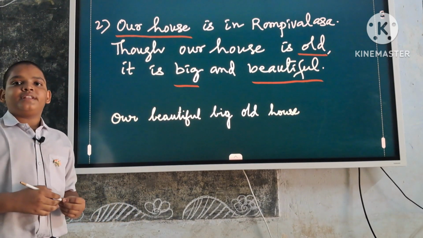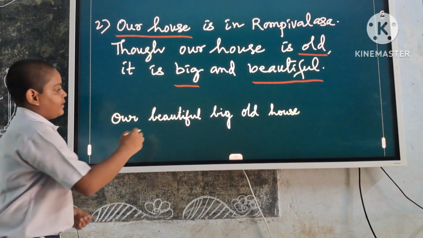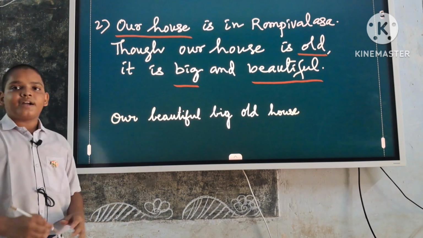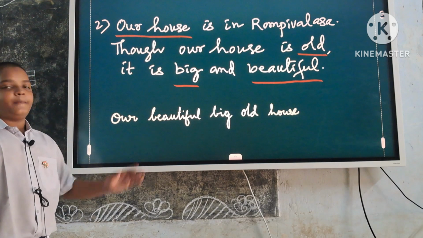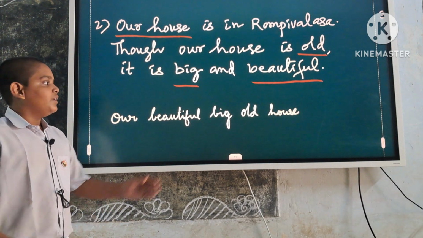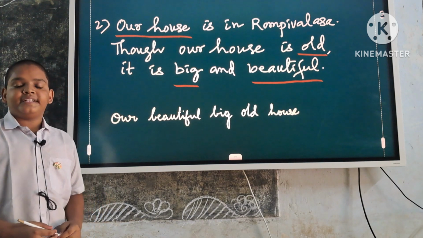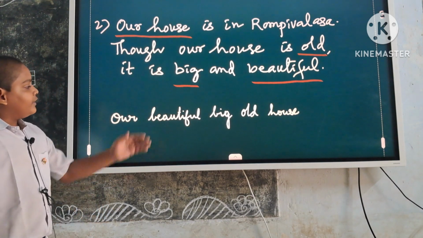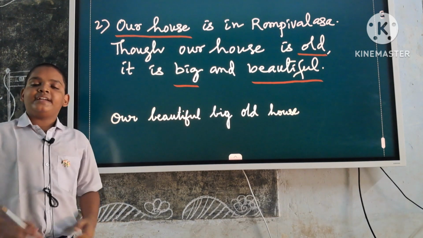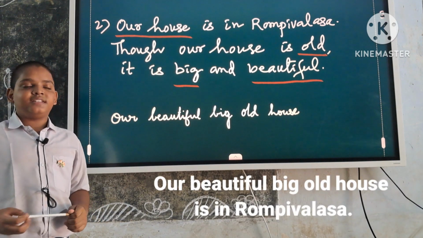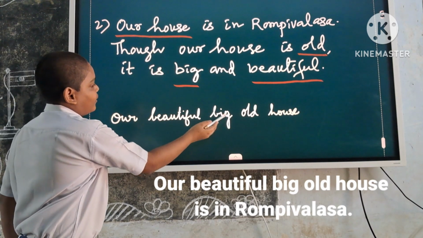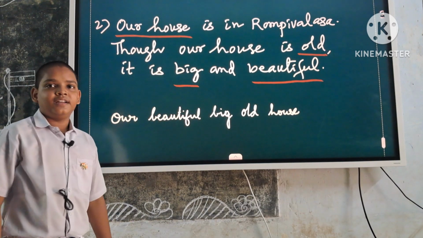The pre-modifiers in this phrase are beautiful, big, old. Here, beautiful comes first because it is opinion. Big comes next because it is size. Old comes next because it is age. Now, replace the previous noun phrase with this newly formed noun phrase. We get the answer. Now, the answer is our beautiful, big, old house is in Rompivalasa.